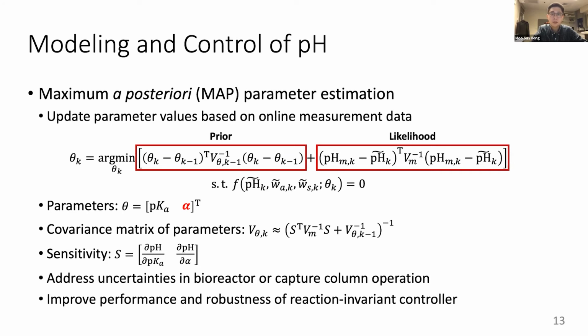So this MAP estimation addresses the uncertainties due to natural or unexpected variation during the operation, such as changing product and buffer concentration in the system. So this improves the performance and the robustness of the reaction invariant pH controller.